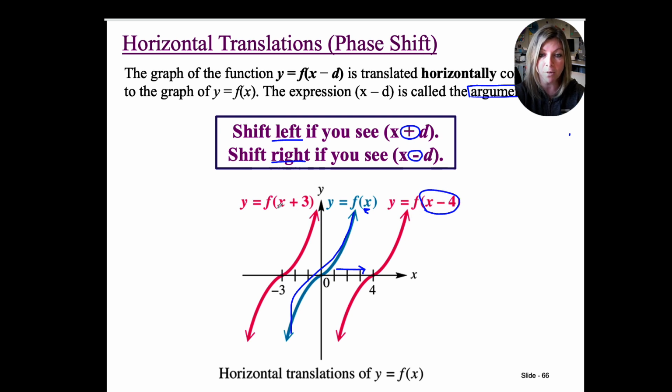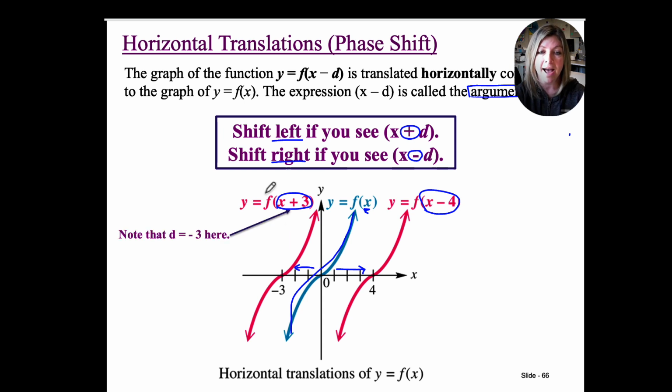Here, our argument has changed from x into x plus 3. We know if our argument is x plus a value, that means it's shifted left, and we can see that on the graph here as well. It's shifted to the left 3 units. So that's another type of translation we're going to add to the transformations we've already discussed, amplitude and period.